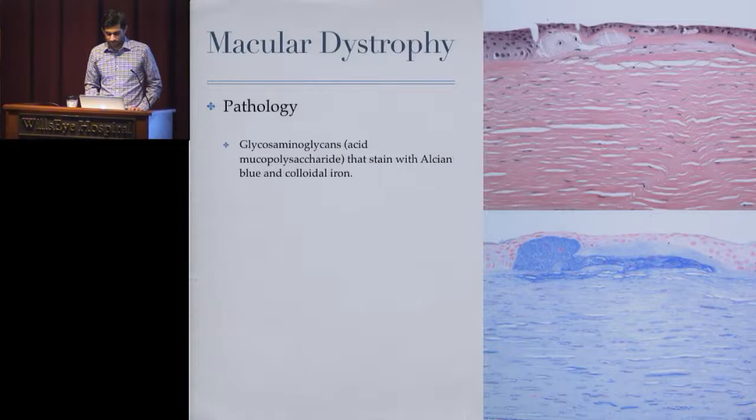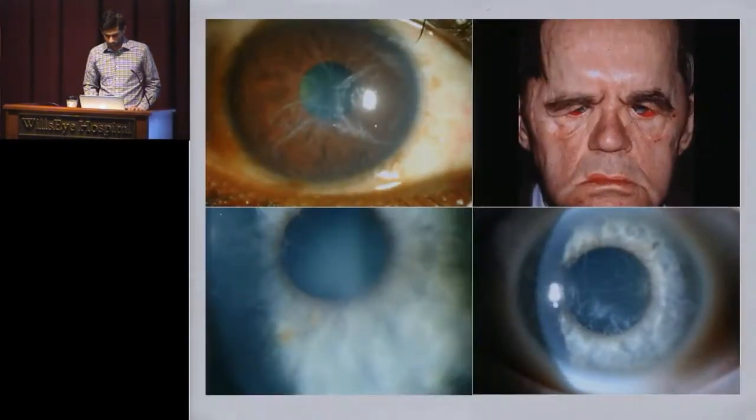Path. These deposits are basically glycosaminoglycans, and they stain with alcian blue and colloidal iron. All right, what's this?